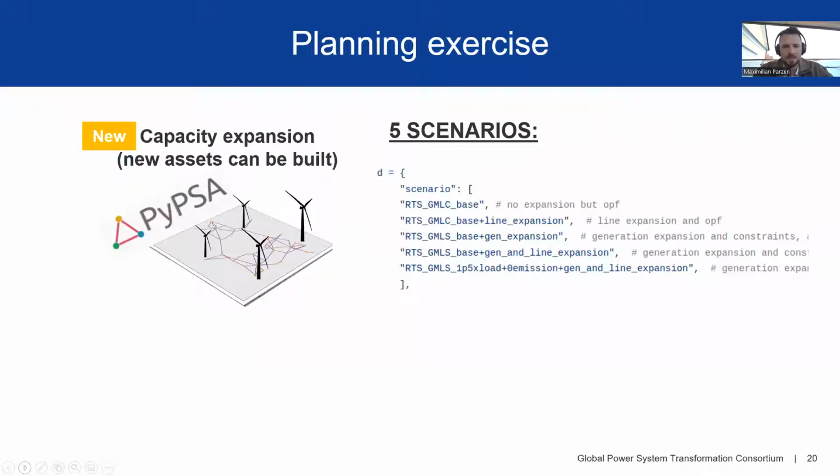We looked at 5 different scenarios. We looked at the RTS base case, and Clayton was also sending us some data for that. Thanks for that. Then we did line expansion only, generator expansion only, then both generator and line expansion. And at the end, we had a net zero case with the RTS network. Moving to the next slide.